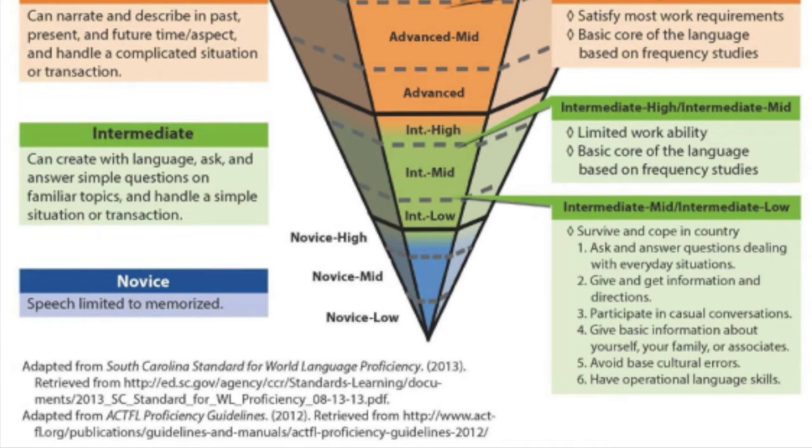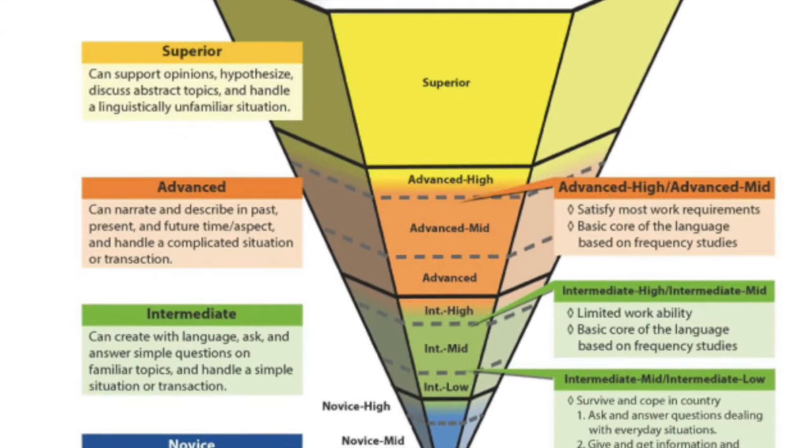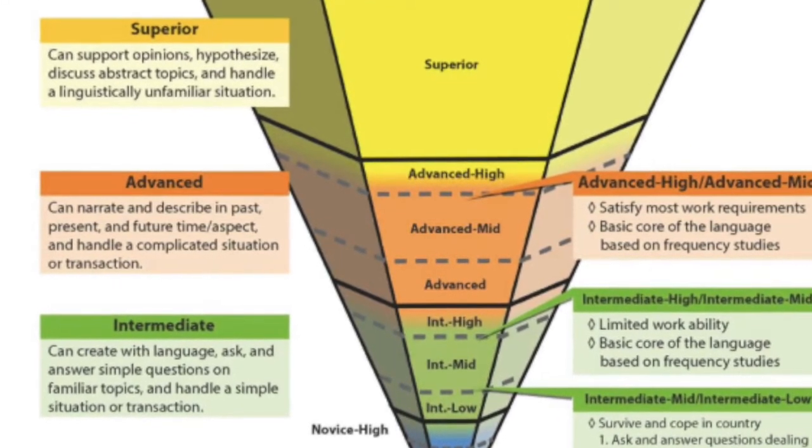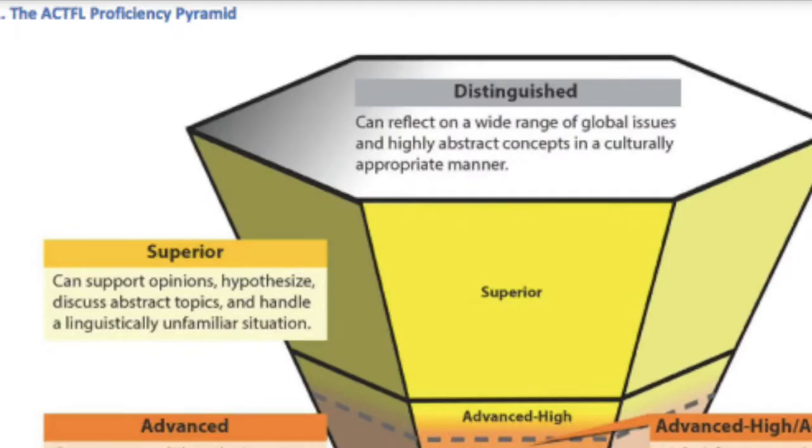In the novice range, there is no functional ability. Speech is limited to memorized material. In the intermediate range, the learner can create with language, ask and answer simple questions on familiar topics, and handle a simple situation or transaction. In the advanced range, the learner can narrate and describe in past, present, and future, and handle a complicated situation or transaction. The top two levels are superior and distinguished, and in those levels, the learner can support opinions, hypothesize, discuss abstract topics, and handle a linguistically unfamiliar situation.